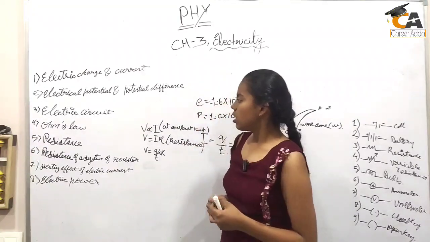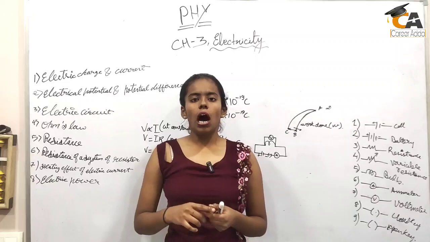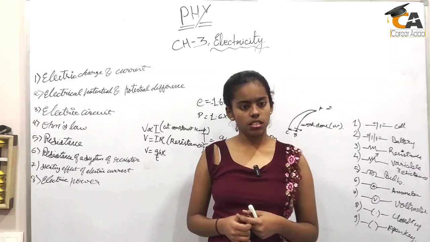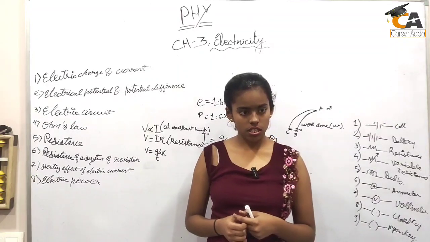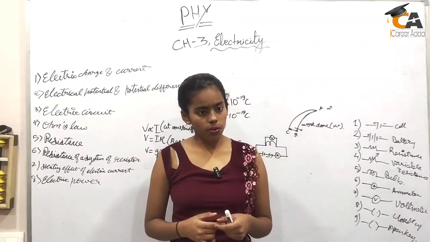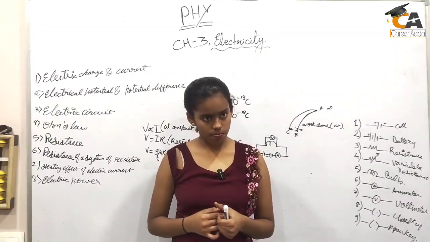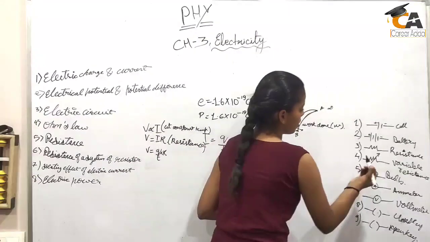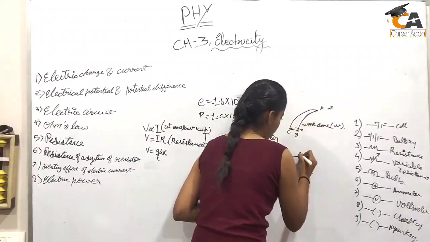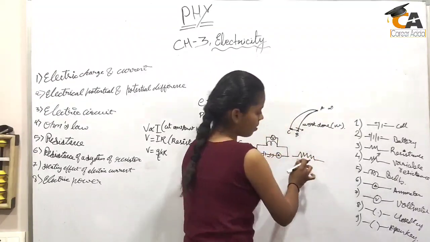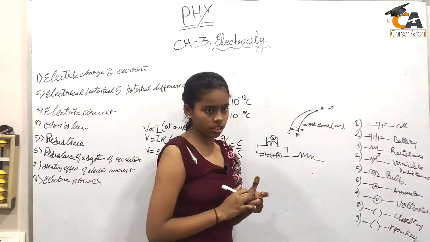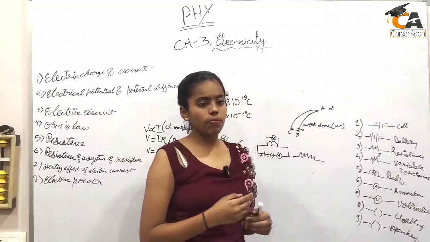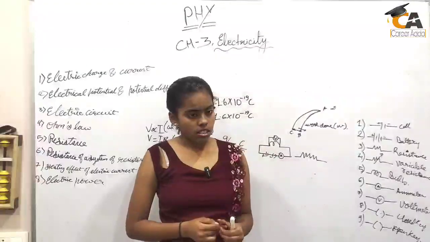Resistance. Resistance is the ability to oppose the current. Oppose the current flow. How? The structure of resistance is like this. When a zigzag structure is present up and down here, the current will take time to pass through. This reduces the flow of current, not stops the current. What is resistivity?